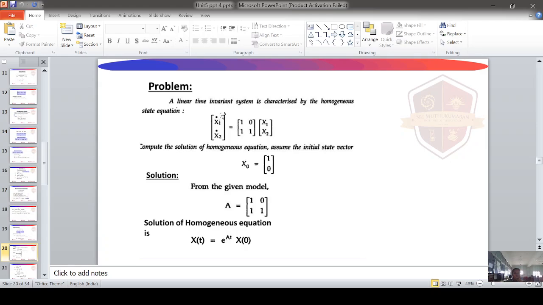This is one example problem for a linear time invariant system characterized by the homogeneous state equations. So we have to find the state transition matrix, x of t is equal to e power At.